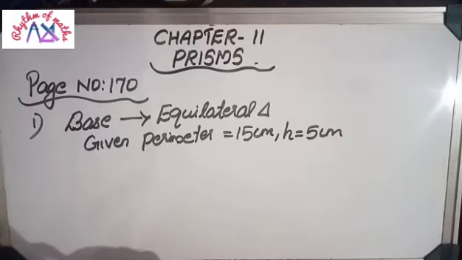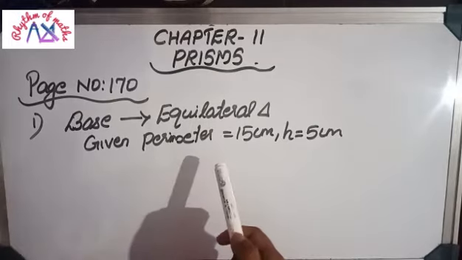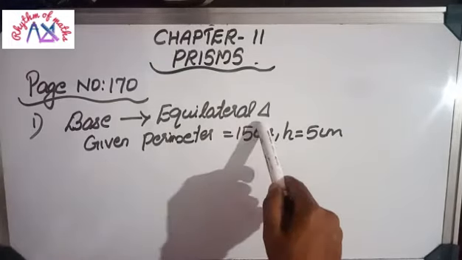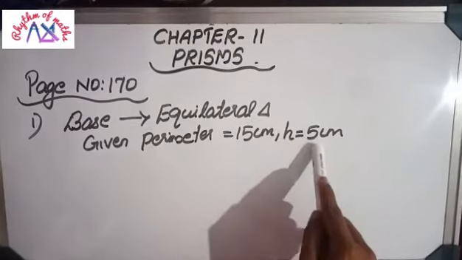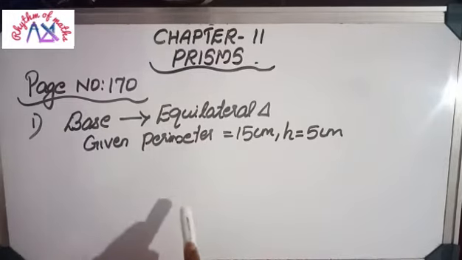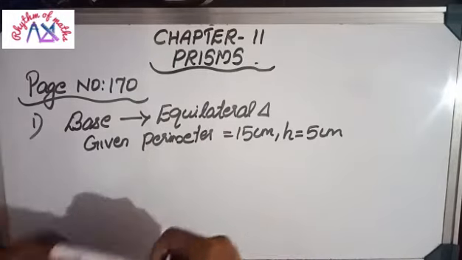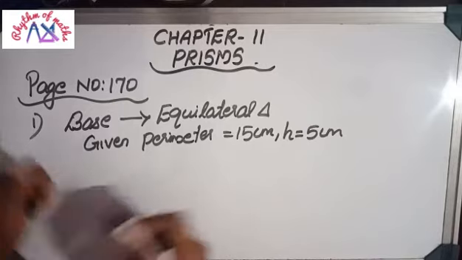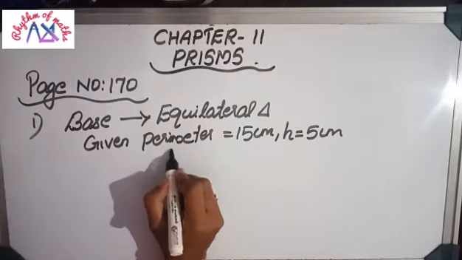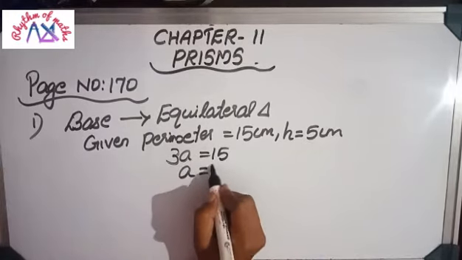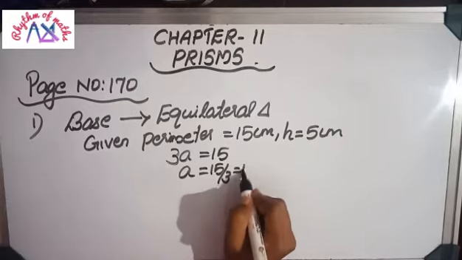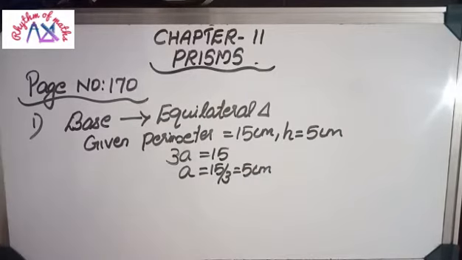So what is the volume equation? Volume equation is base area into height. In order to find base area, what is the base here? Base is an equilateral triangle. So we need to find this triangle's area, then multiply by height. To find area we need the side of this triangle, but the side is not given. Instead, perimeter is given. Perimeter is 3 equal sides, so 3a equals 15. So a equals 15 by 3, that is 5 cm. 5 cm is one side of this equilateral triangle.